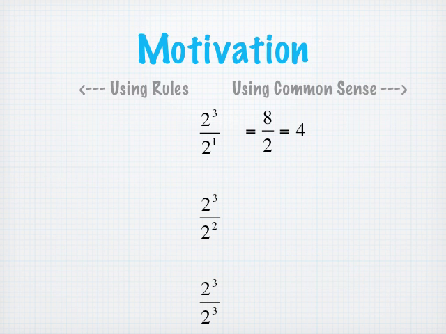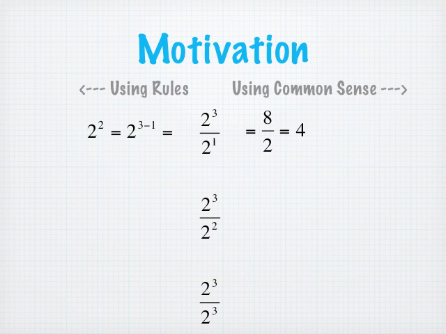If we looked at our rules, the rules that we did in lecture 18, 2 to the third over 2 to the first, well, there's a common base. 2 is the common base. So I would subtract my exponents, and I'd get 2 to the 3 minus 1, and 3 minus 1 is 2. So I have 2 squared, and that does equal 4. So regardless of whether we think about it in terms of rules or common sense, that makes sense.